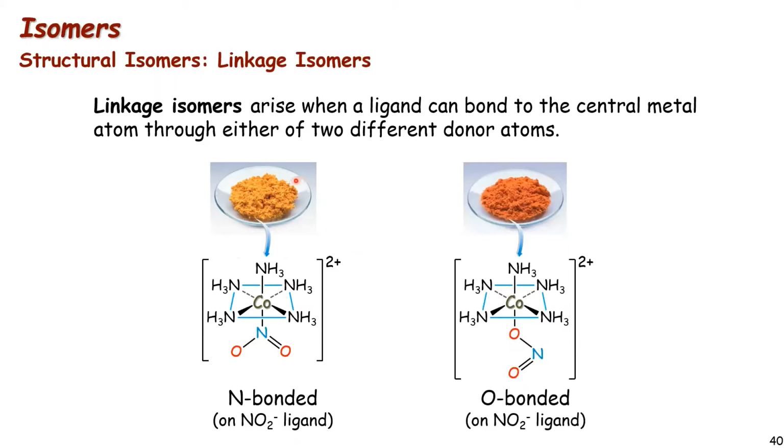These two isomers generally have very different physical properties. In this case, you can see the color of the two salts are different, even though the counter ion in this case is the same. The only difference is the nitrogen is bound to the cobalt in this isomer, and it's the oxygen bound to the cobalt in this isomer. So these are what we call linkage isomers.